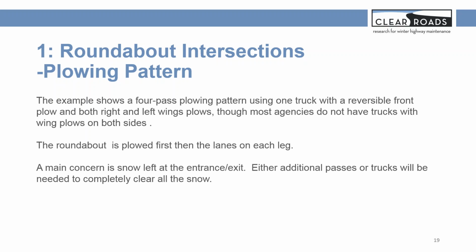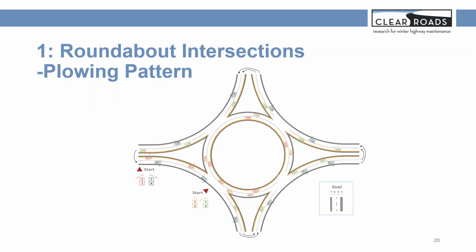The roundabout is plowed first, and then the legs, one by one. The main concern for this plow pattern is that there will be some snow left at the entrance and exit. It's bound to happen because we only have one truck to plow the roundabout. So to clear all these leftover snows, additional passes or maybe more trucks will be used. Here is a diagram to show the plowing pattern to clear the roundabout intersection.